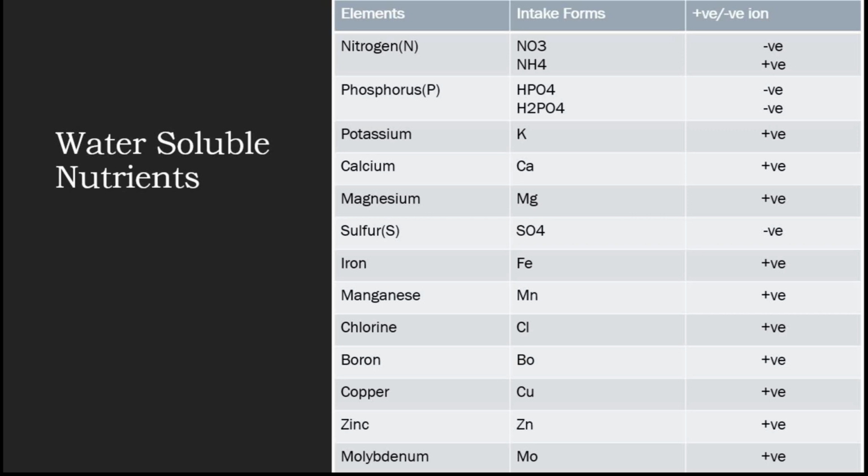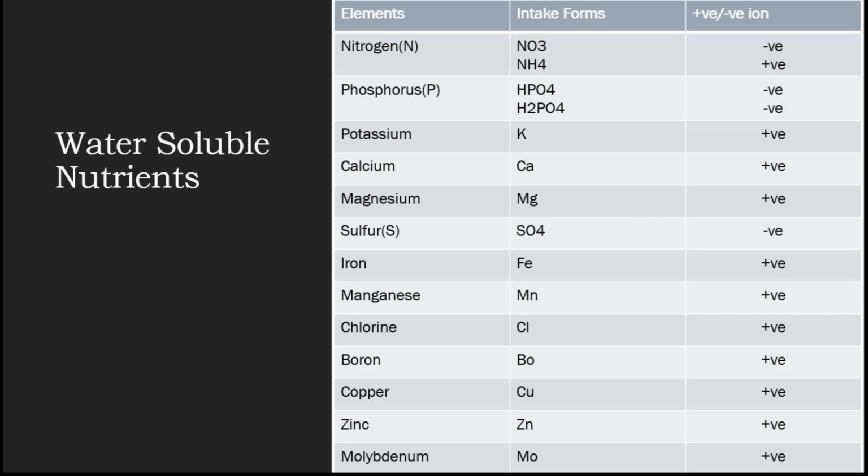So you have to have the knowledge of these positive and negative ions of the nutrients that we are actually supplying to our plants in our hydroponics. So nitrogen, the intake form is NO3 or NH4. NO3 is actually a negative ion and NH4 is actually a positive ion. Next comes phosphorus, that is HPO4 and H2PO4. Both of them, they are negative.